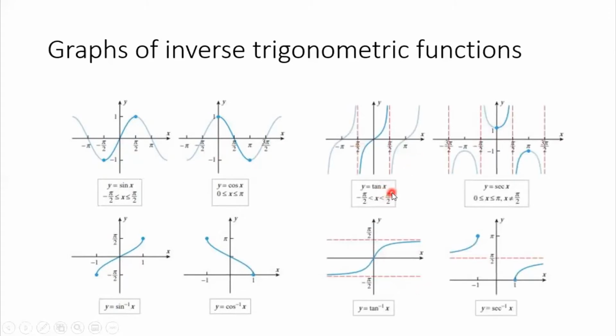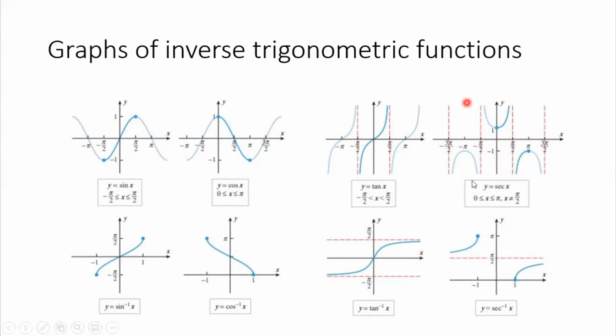For the tangent x, from -π/2 to π/2, again, as I've said earlier, it should not be equal to -π/2 and π/2 because these are the vertical asymptotes. So the graph will never touch this line. Okay, so in this inverse trigonometric function, the domain from -π/2 to π/2 becomes the range, and the range of this tangent function becomes the domain of the tangent inverse.